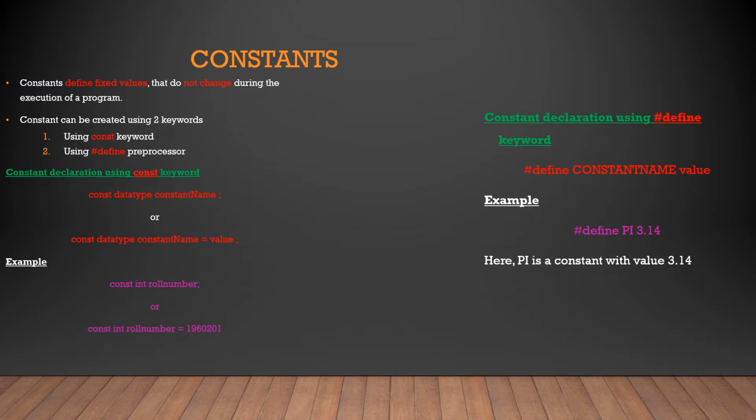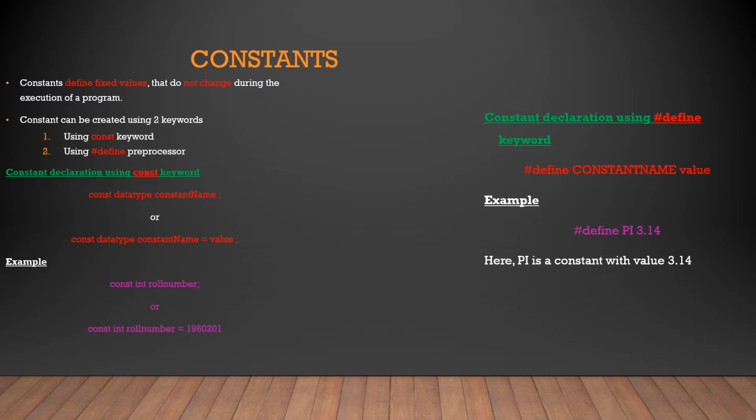Or if I want to initialize some value to this constant variable, see this example again: const int rollnumber is equal to 1960201, some value. So this rollnumber is assigned some value, it is initialized with some value. The syntax to be followed using the keyword const is const, data type, constant name equal to some value. We can declare and initialize a constant variable in this method. The second method is by using the preprocessor statement #define.